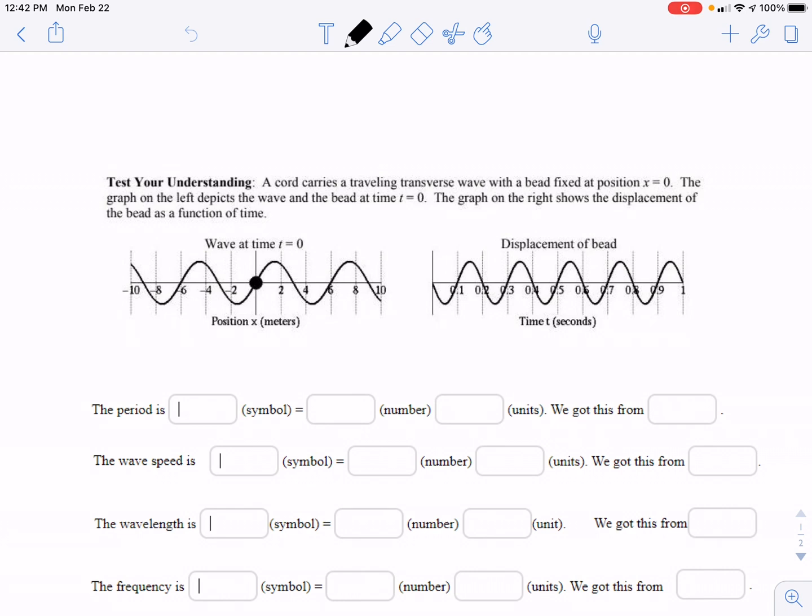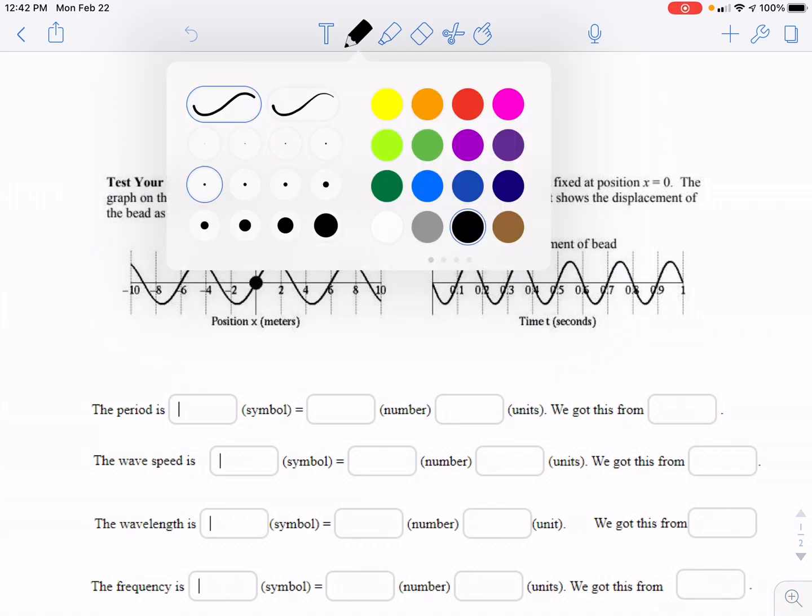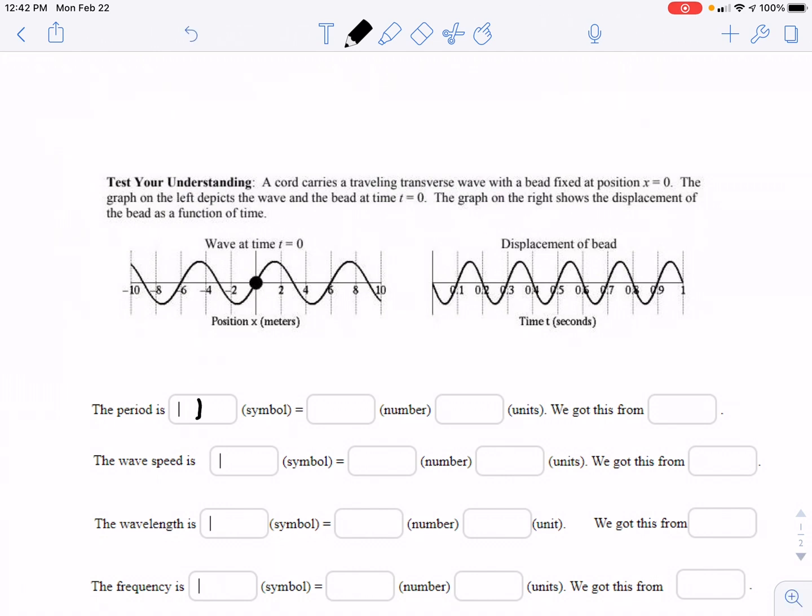The first question is asking for the period. Now the period, the correct symbol we should be using is the capital letter T. Remember, symbol means variable.